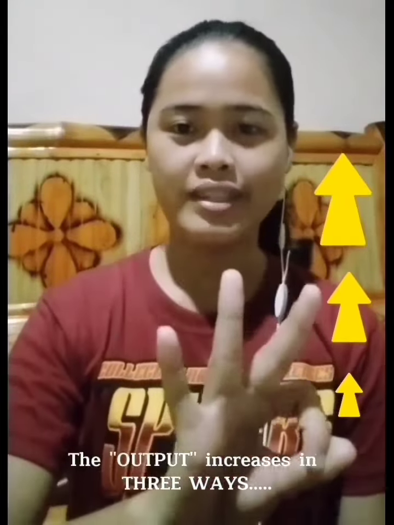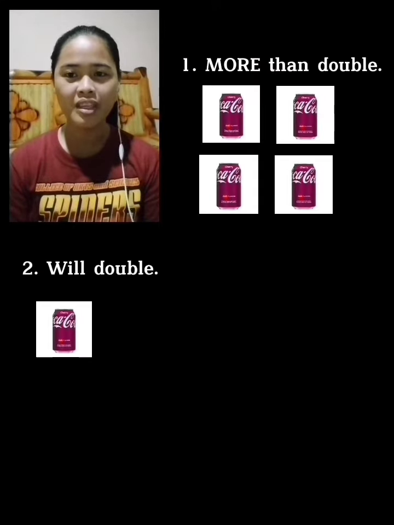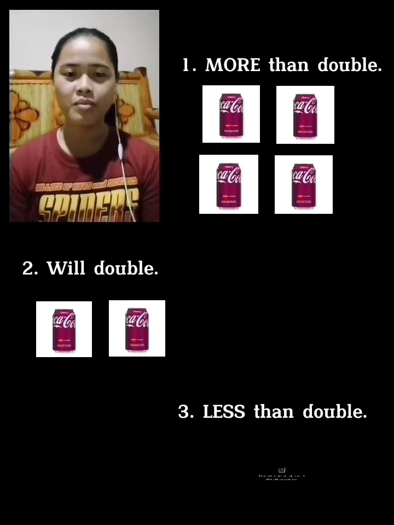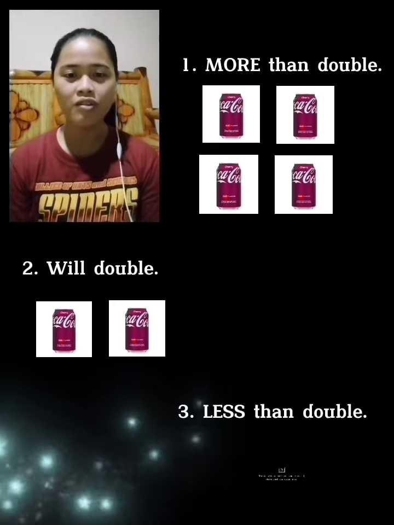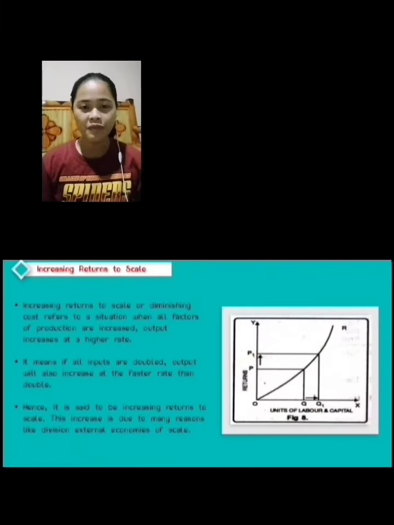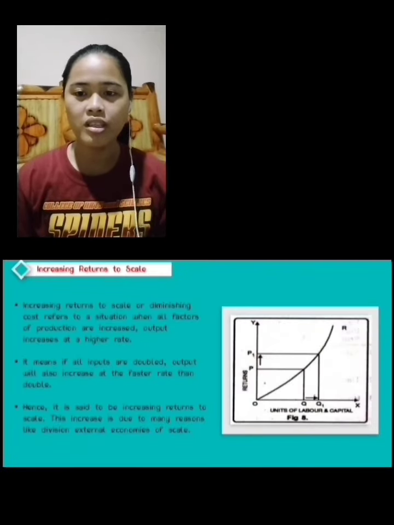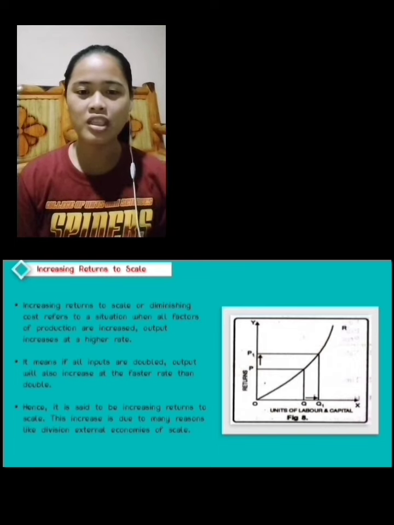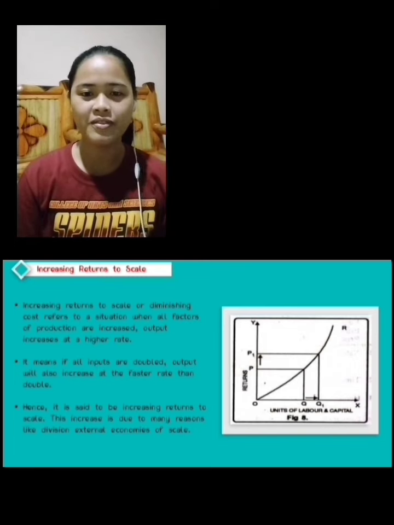When the firm increases the various factors of production in a fixed proportion, the output increases in three ways. The output could be more than double, it could double, or it could be less than double. That's the idea of returns to scale. If the firm's output is more than double, it will experience increasing returns to scale. This happens because of advanced or mass production techniques used in the company.